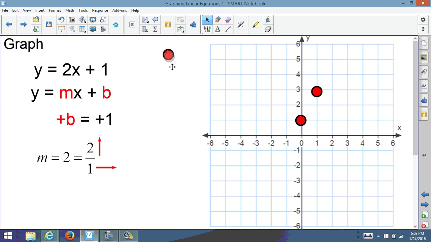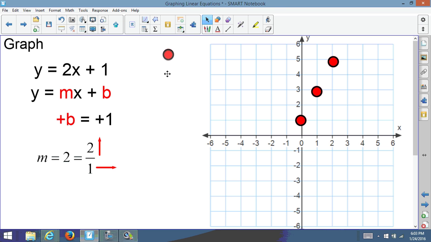I'm going to again do the same thing from that spot. Go up 2, 1, 2, and 1 over to the right, and there is my next spot. So the slope tells us how many boxes we go up and over according to the rate of change. So that's what the slope is.